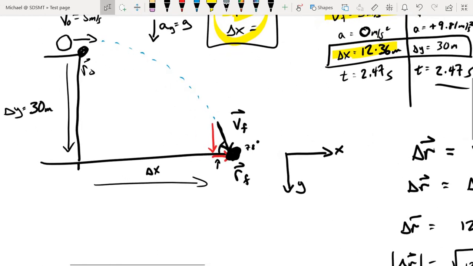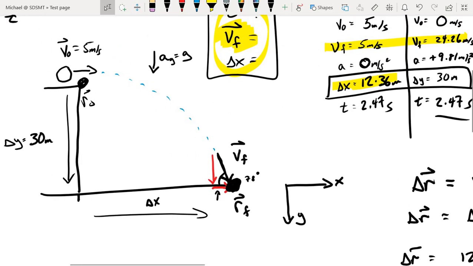Chapter 3, we know that any resultant vector has to be drawn from the starting point to the ending point. So here's where things get a little bit different. I started right here. I ended right here. We have to draw our resultant vector from the start to the end point. That displacement vector, that is delta r.